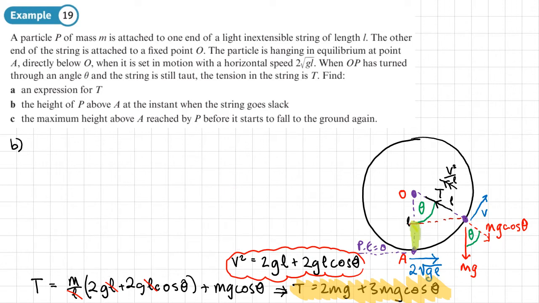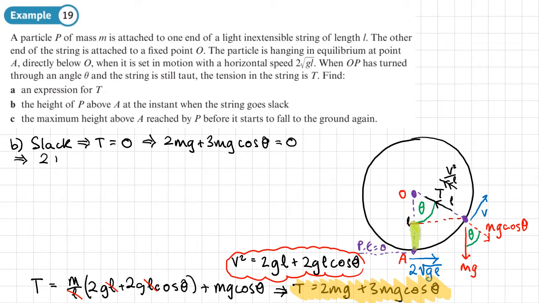So as we said, when the string goes slack, that means T equals 0. So that means that our expression down here is equal to 0. So we've got 2mg plus 3mg cos theta equals 0. We'll divide both sides by mg, so we'll get 2 plus 3 cos theta is equal to 0. We'll take 2 away from both sides and divide by 3, and then we get cos theta is equal to minus 2/3.